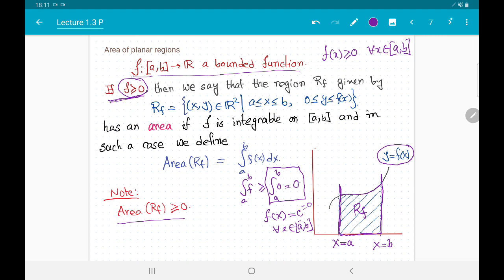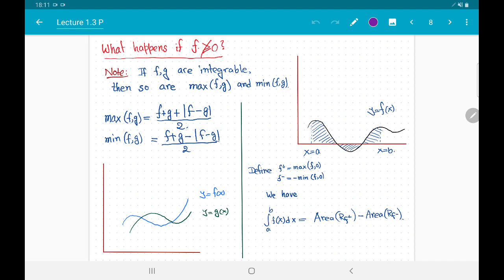Last but not the least, what happens when this condition is not there? Pictorially, we may get a graph of a function y equal to f(x) as it is given in the picture. So the whole region, this one, and this one, here is RF, and let us see what we get in such a case. So here, suppose that f and g are two integrable functions. For the time being, just forget about this picture. We will come to this in a moment.